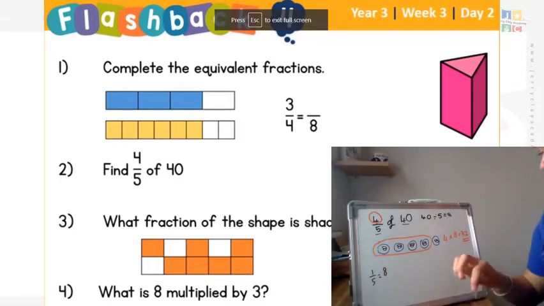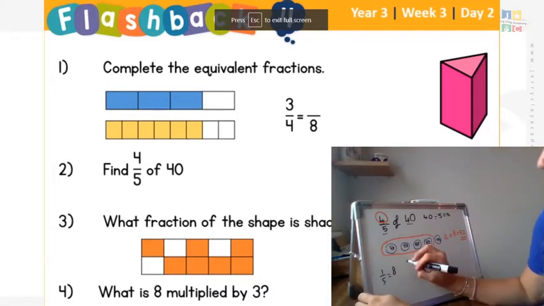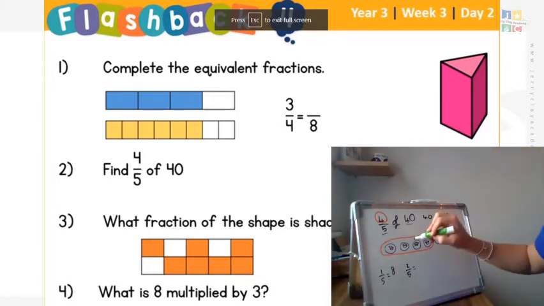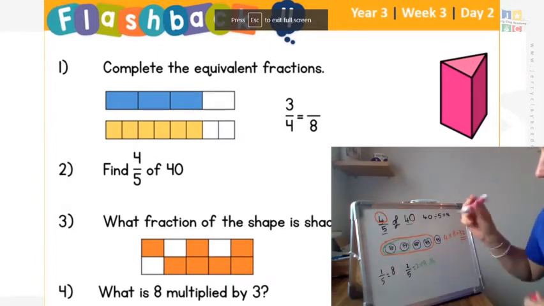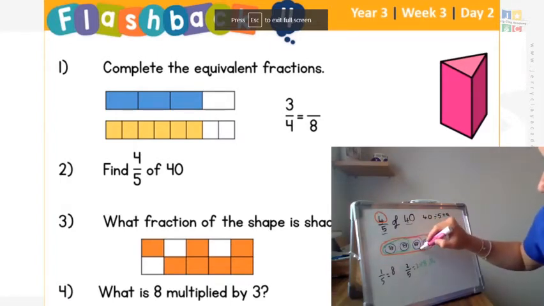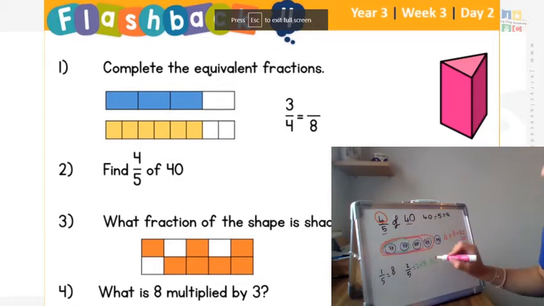Now for a bonus point, if you were working out what 2/5 are, you could have drawn around 2/5, or you could have done 2 times 8, which would have got you 16. If you were finding what 3/5 are, so again, drawing around, or you could have done 3 times 8, which is 24. So that would have been 3/5.